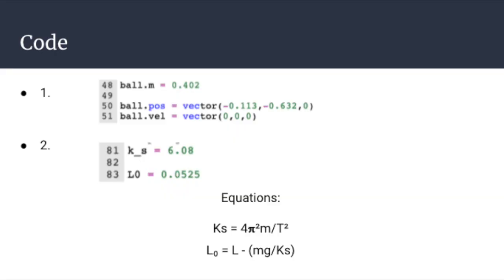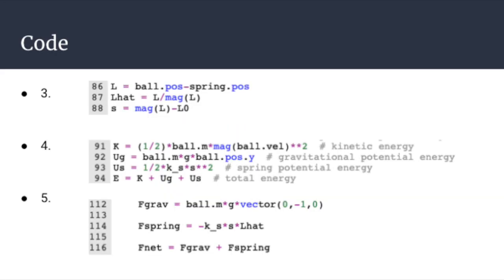I first input the values I knew: the mass, the initial position, and the initial velocity, 0. I also put in the spring constant and the relaxed length of the spring, which I found using the period based off the Tracker graph and the equations shown. Next, I needed to edit the equations within the code to accurately predict the motion, starting off with L, L hat, and S. I set L equal to the ball's position minus the spring's position, L hat equal to the previously defined L divided by the magnitude of L, and S equal to the magnitude of L minus L naught.